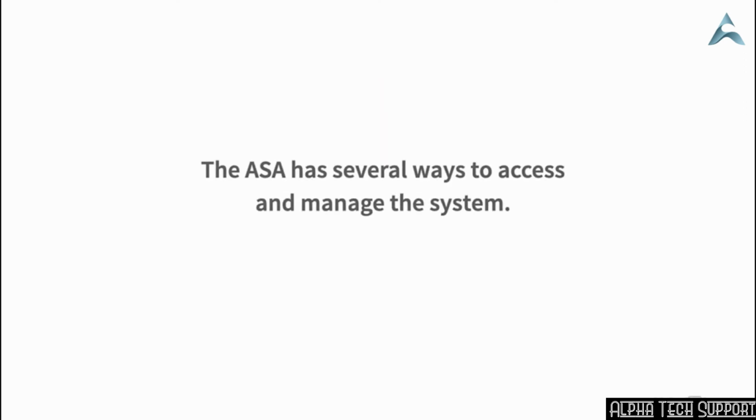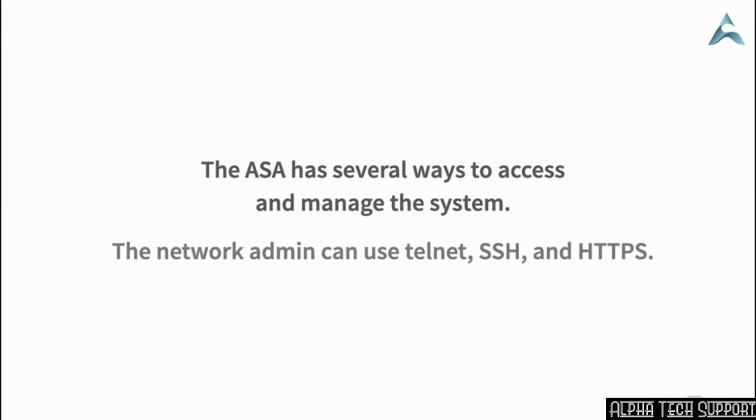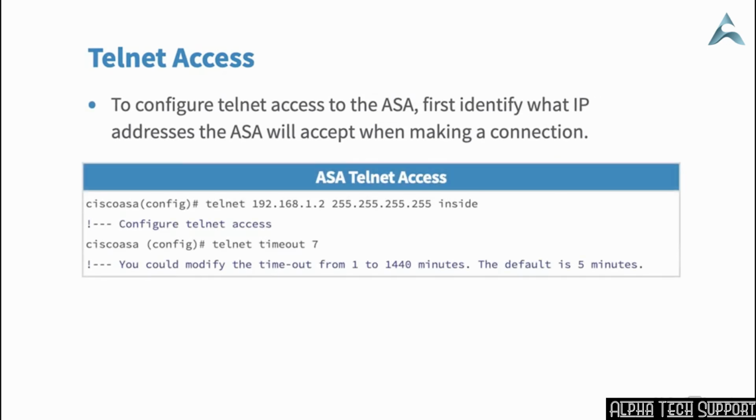The ASA has several ways to access and manage the system. The network administrator can use Telnet, SSH, along with HTTPS. To configure Telnet access to the ASA, you'll first need to identify what IP address the ASA will accept when making a connection. The next step is where you can modify the timeout.